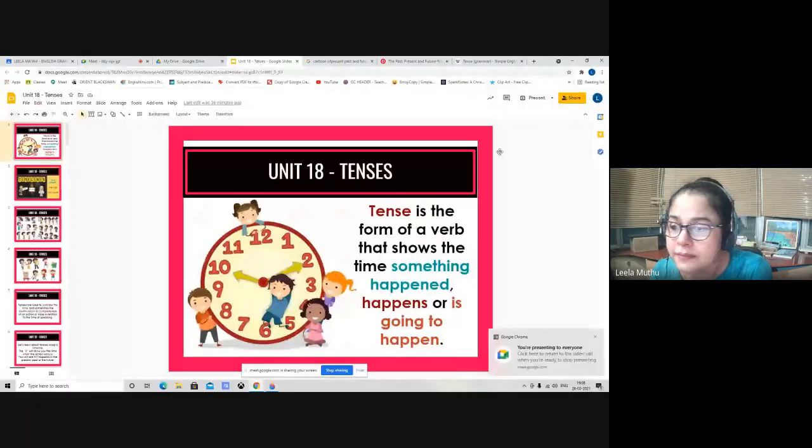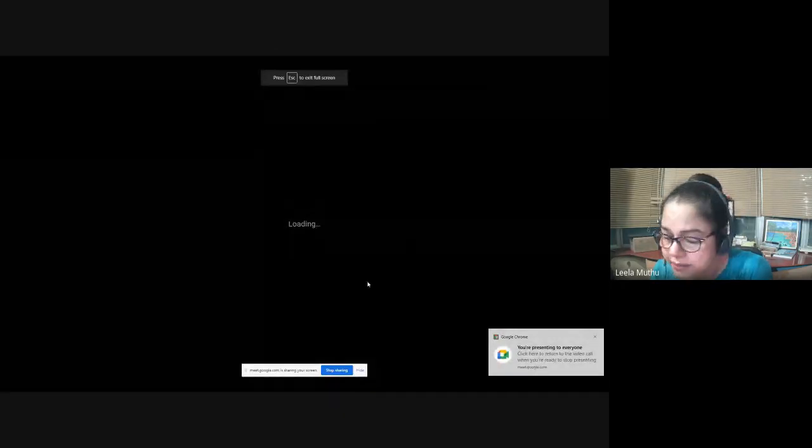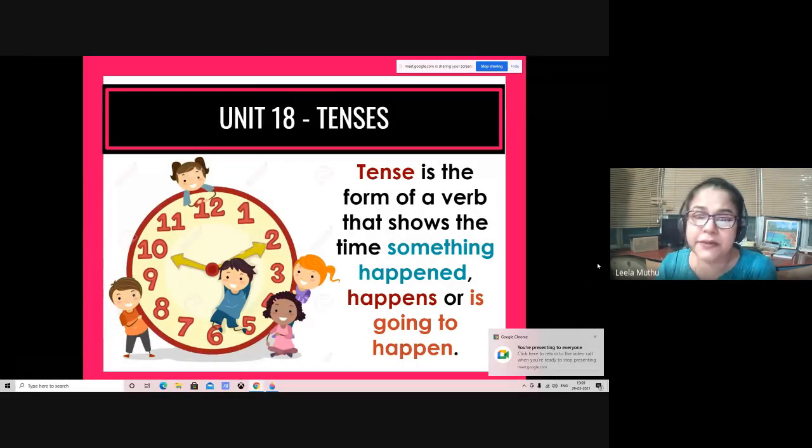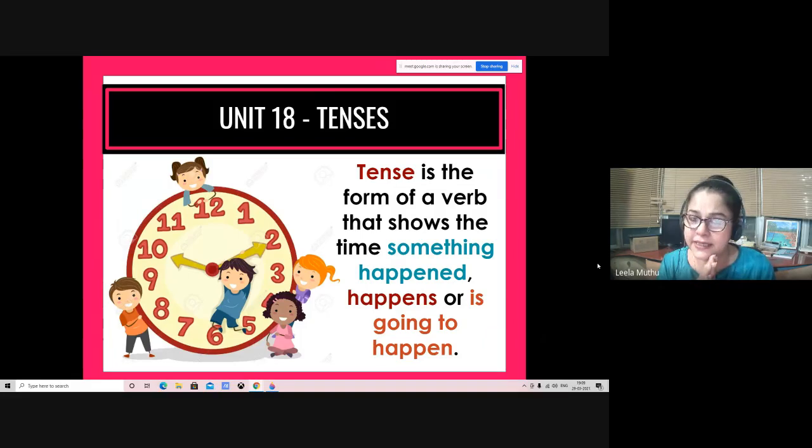All right, so I'm just going to present. Here we are, and I got another bright, shiny, candy pink for you. Anyway, these were made like ages back. So let's get down to Unit 18 tenses.